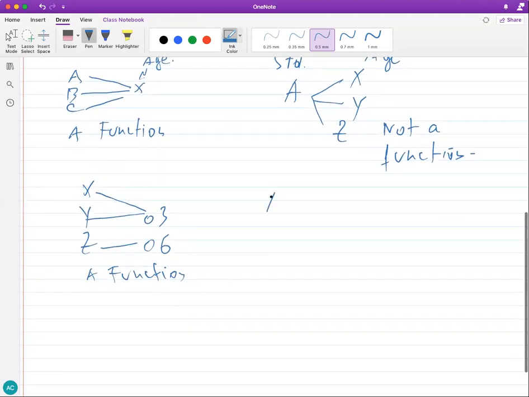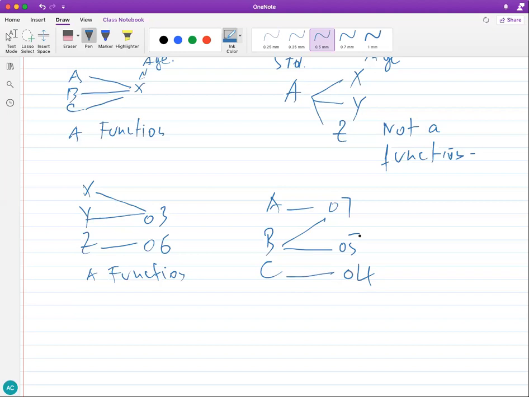Now, if you look at an example like this, let's say a is related to 7, b is related to 7 and 5, c is related to 4. Is this a function? No, not the whole thing. Why not? Because of the b. It's related from left to right, and the b has two values. So one student, for example, cannot have two IDs.